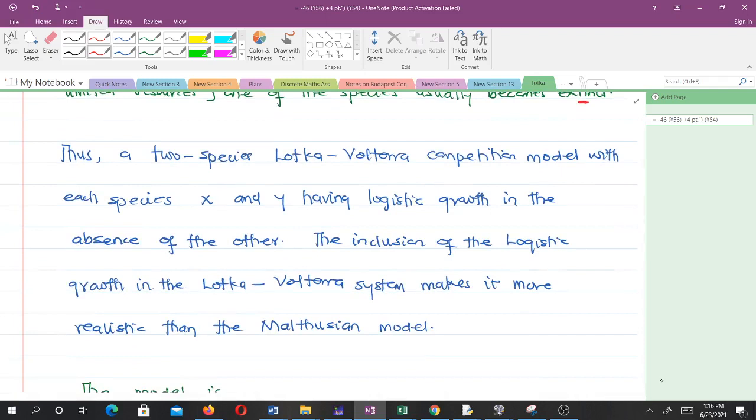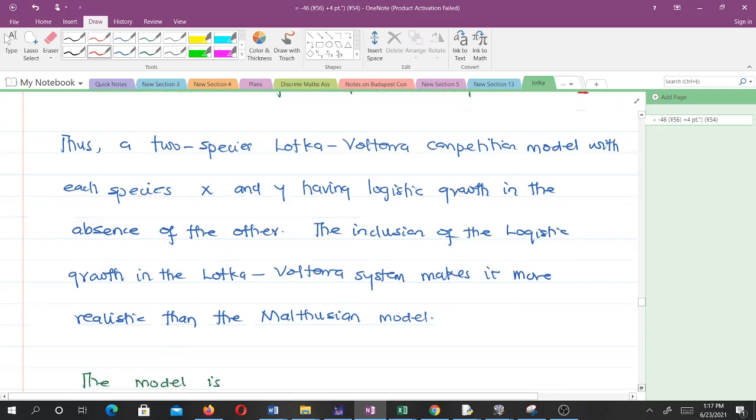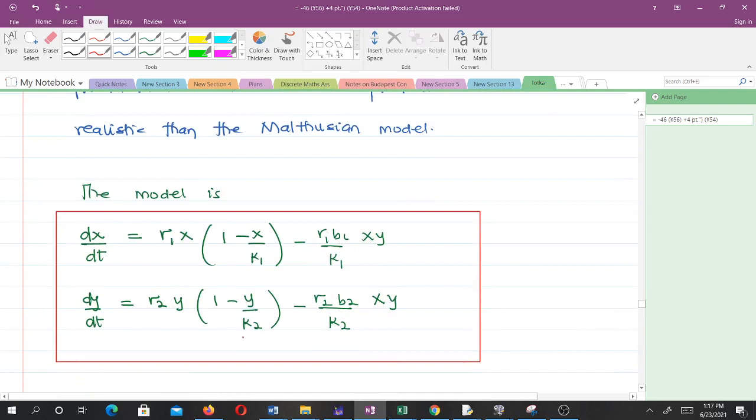So if you could recall, when we were talking about the predator prey model, in the absence of the other, each of the species had the Malthusian growth model. But in the case of our competition model, we are going to use the logistic over the Malthusian. So the inclusion of the logistic growth in the Lotka-Volterra system makes it more realistic than the Malthusian model. So the model is given by what you can see here. And this model is somewhat like the predator prey model that we derived in lesson 5.